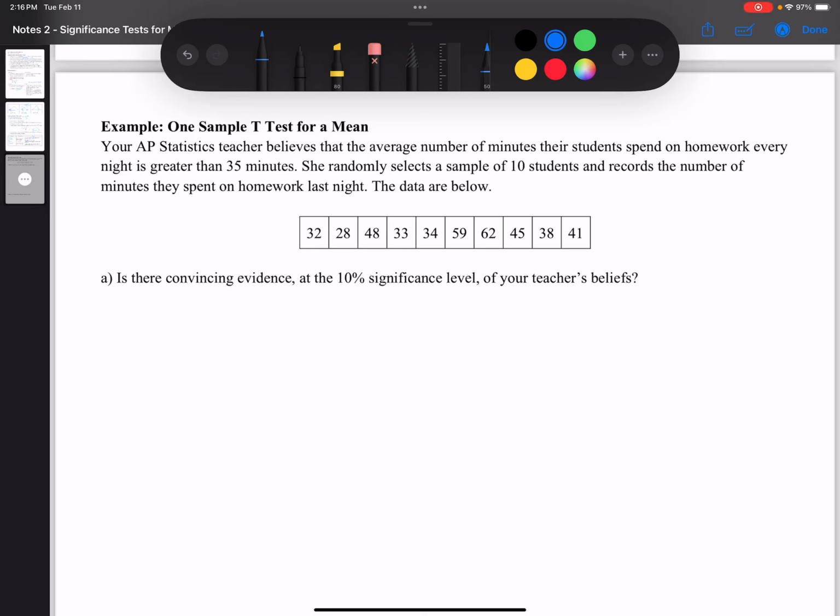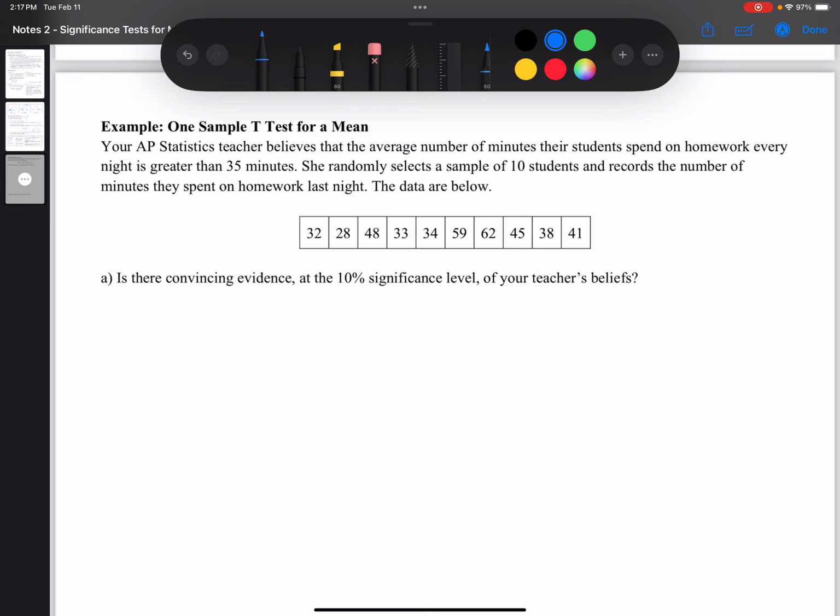All right, so for the example, we're given a set of data. A stats teacher believes their students spend, how many minutes of time their students spend on homework every night, and they think it's greater than 35 minutes. They're going to randomly select 10 students and record the number of minutes spent on homework last night, and the data came out below. Here's our 10 students and how many minutes they spent on homework the night before. They're asking, is there convincing evidence at a 10% significance level of this teacher's belief?